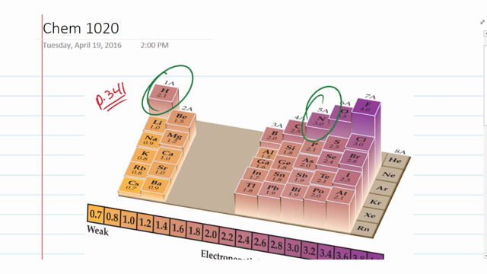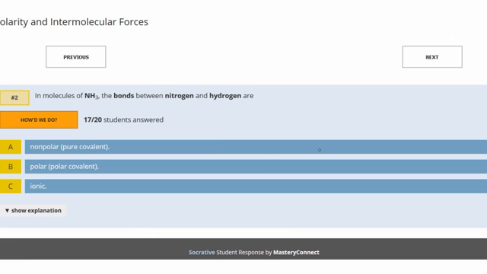And here are the values. We'll give you 10 seconds to lock in your answer. And we'll count down. 5, 4, 3, 2, 1. They are polar, and they are polar because the electronegativity values are different from each other. That's it. Hydrogen's at 2.1, nitrogen's at 3.0. So in NH3, the bonds are polar.